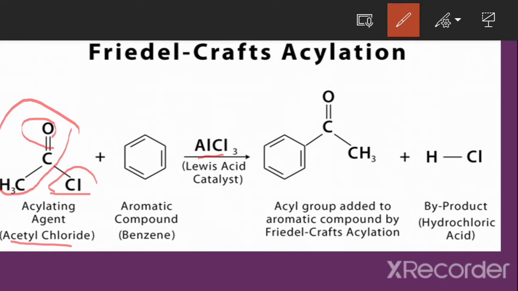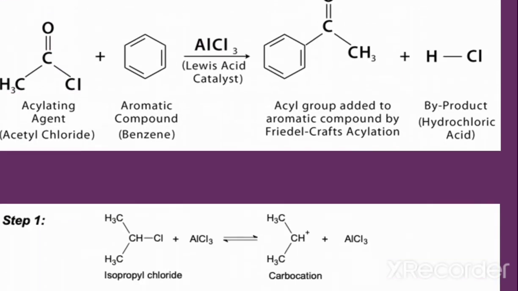The reaction proceeds, and this chlorine will react with the aluminium and convert into aluminium tetrachloride, and this acyl group will attach to the benzene ring. The final product is the acyl group added to the aromatic compound by Friedel-Crafts acylation. This is the final product, and this is the byproduct. This reaction has a mechanism, which we will discuss in the next slide.